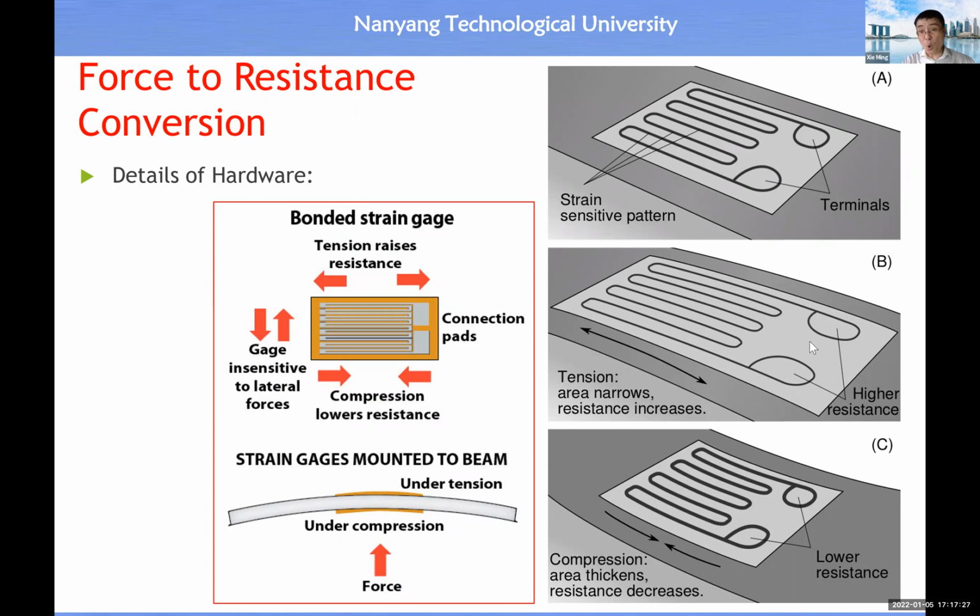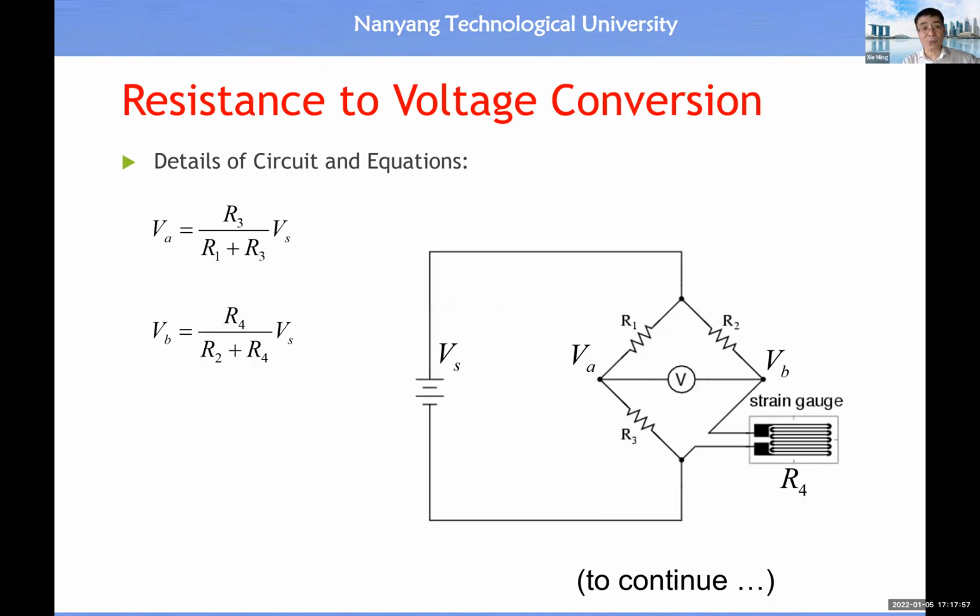And the load acting on the beam can make the strain gauge undergo tension, expansion, all right? Then in this case, the resistance value will increase, all right? So it means the external load due to the applied force will make the resistance value of the strain gauge vary, okay? Then we can do the conversion from the force to resistance value, okay? So this is just a simple solution.